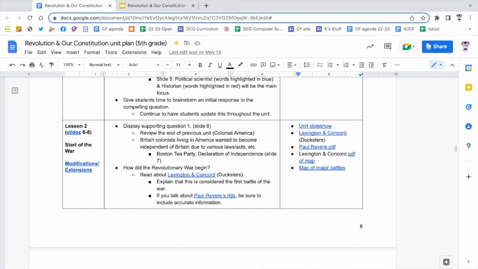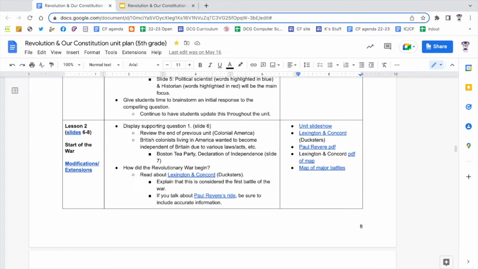In Lesson 2, we start learning about the beginning of the war, so we spend time on Lexington and Concord. If you want to talk about Paul Revere, that's wonderful, but make sure you're really focusing on the accuracy. Paul Revere is not the one who actually made it all the way to the end. There were 2 other riders as well, and he never said the British are coming. He wouldn't have said that because he himself was British. He was living in the British colonies, so he wouldn't have yelled anything like that.